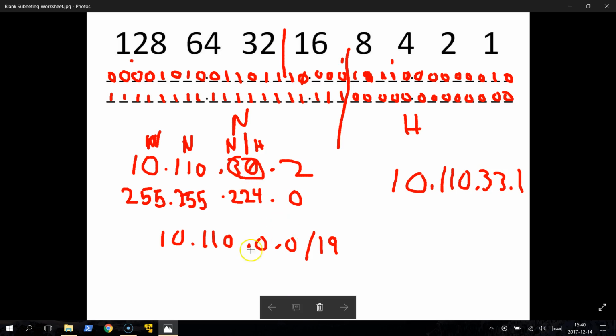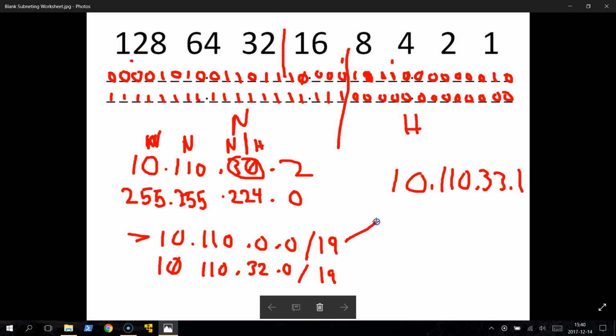How do I know we're on that? Well, because the next network, my increment is 32, is 110.32.0 slash 19. That would be the next network. My IP is 30, so I know I'm in here. If the next network starts at 32 and I have a 30, I'm below that. I'm in the first network.